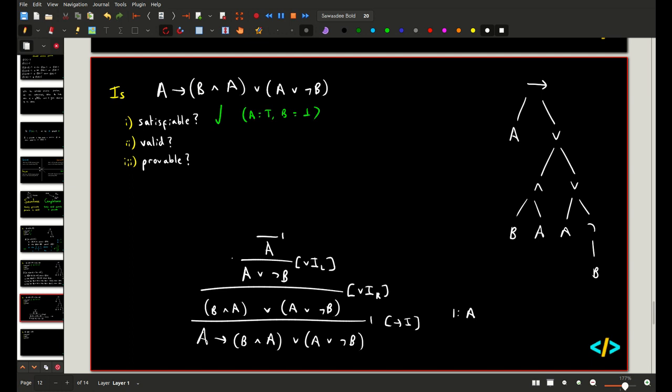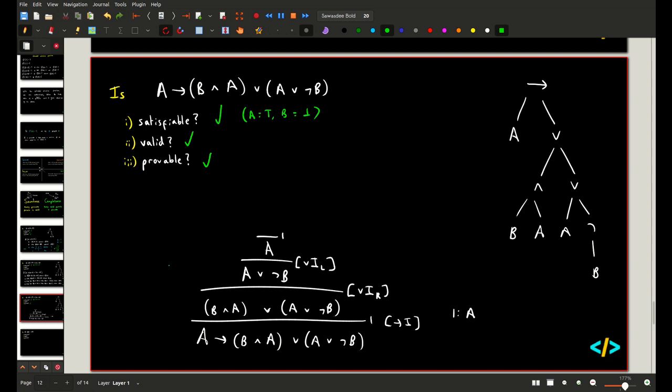Boom. Okay, so this is quite a simple proof. This part is quite irrelevant to the thing. Then we can use the intro again on the left. Yeah, perfect. So we've said that it's provable, and by soundness, we can say that it's valid.